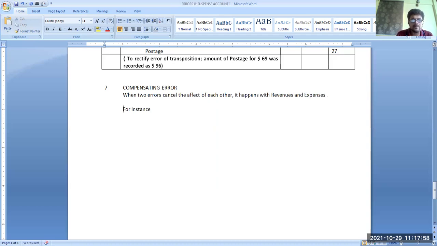Okay, now what happens? For instance, the favorite compensating error of CIE. Are you getting my point here? The favorite compensating error. Discount allowed for $400 was wrongly debited to discount received.